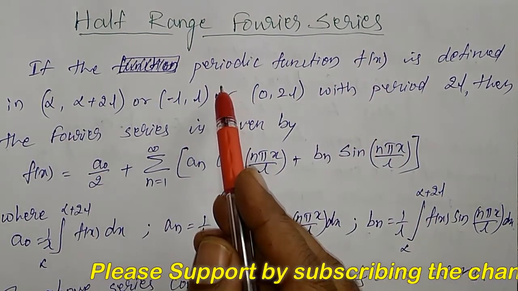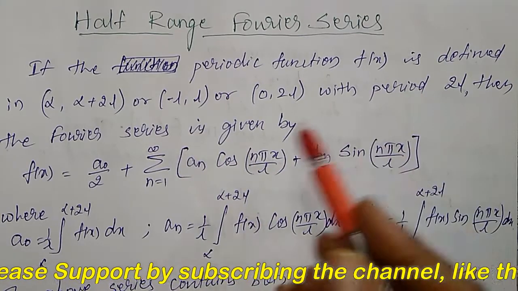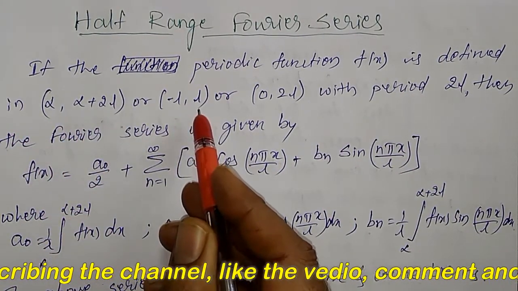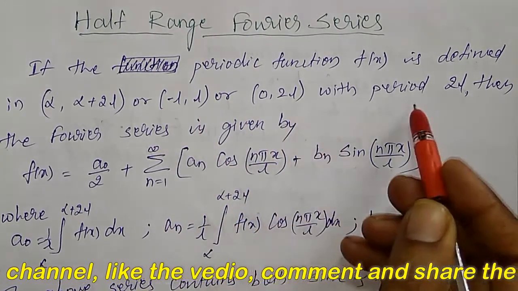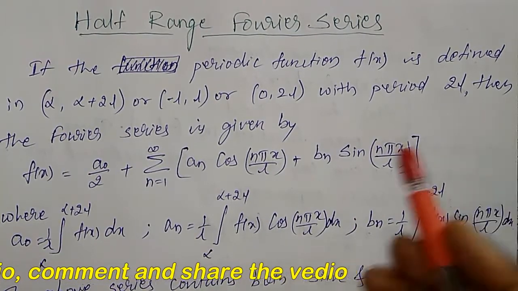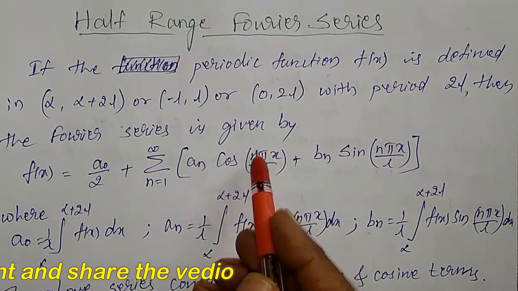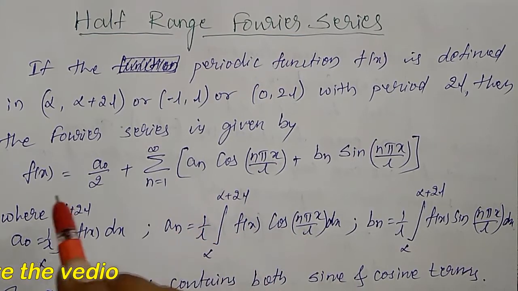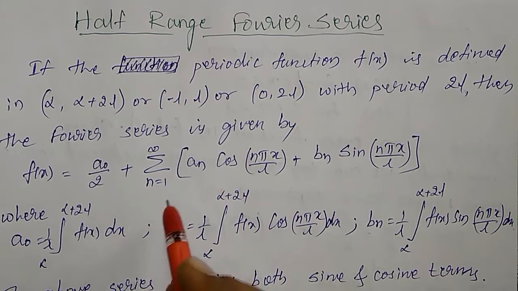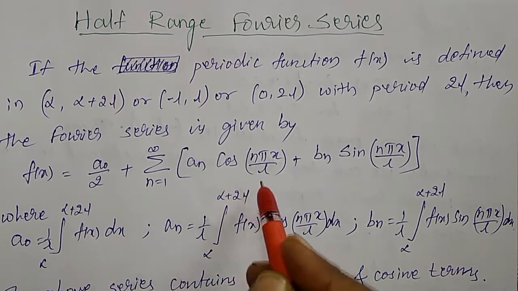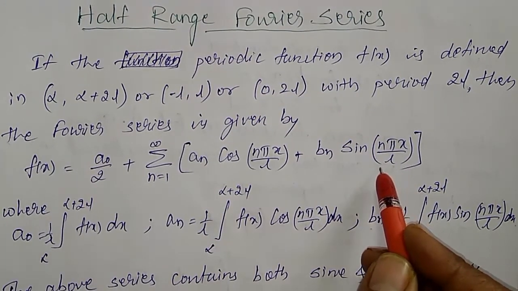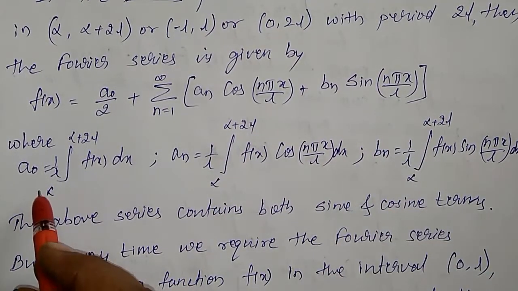If the function or periodic function f of x is defined in alpha to alpha plus 2l, or minus l to plus l, or 0 to 2l, with a period 2l, the period of all these intervals is 2l here, then the Fourier series is given by, as we know from my previous videos, f of x equal to a0 by 2 plus summation n equal to 1 to infinity an cos n pi x by l plus bn sin n pi x by l. We know this already, where these are the Fourier coefficients.